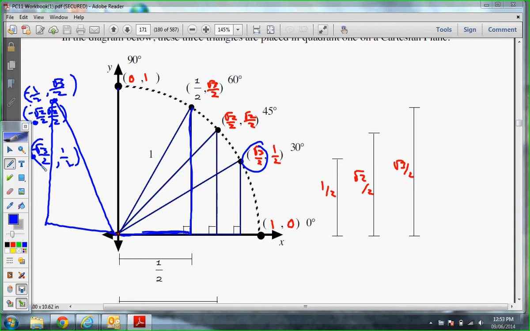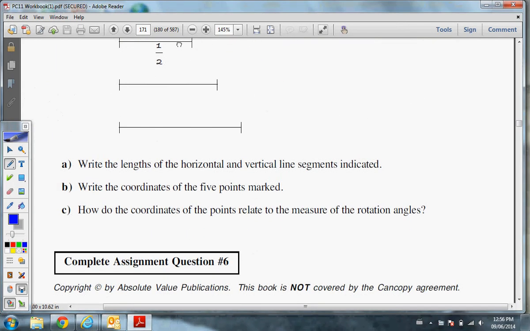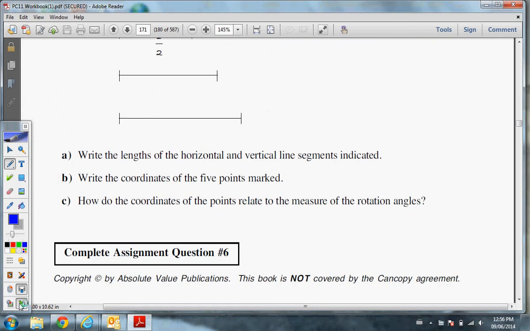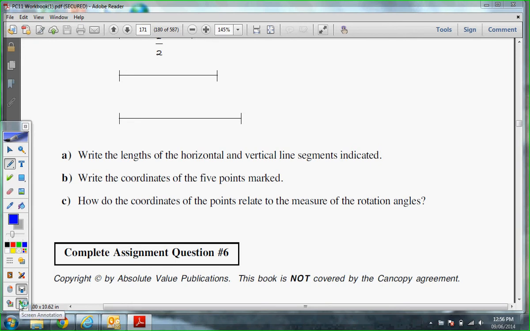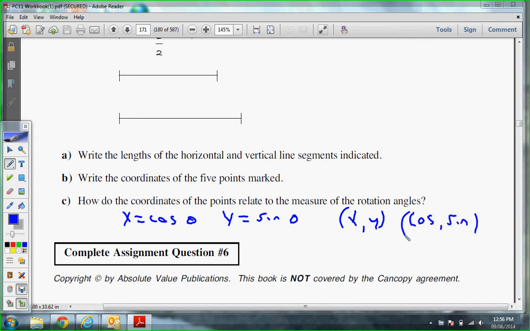Okay. All right, so we already did A and B down here, so let's just answer C real quick. It says, how do the coordinates of the points relate to the measure of the rotation angle? So, x equals cosine theta, y equals sine theta is the relationship. Or you can think about it as x, y or cosine, sine. When it comes to the unit circle, that's kind of how you want to think about your coordinates.